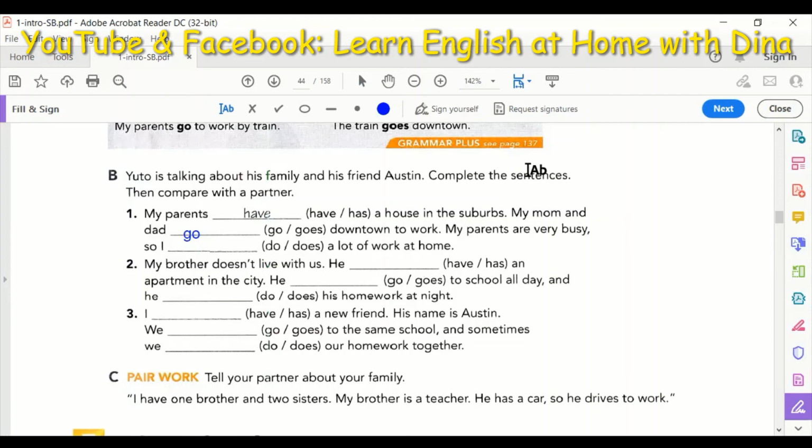My parents are very good. Very nice. Excellent. My parents are very busy. So I do or does? Yes, of course. Do. Perfect. Very nice. Thank you so much. I do a lot of work at home. My brother doesn't live with us. He have or has? Perfect, Sarah.